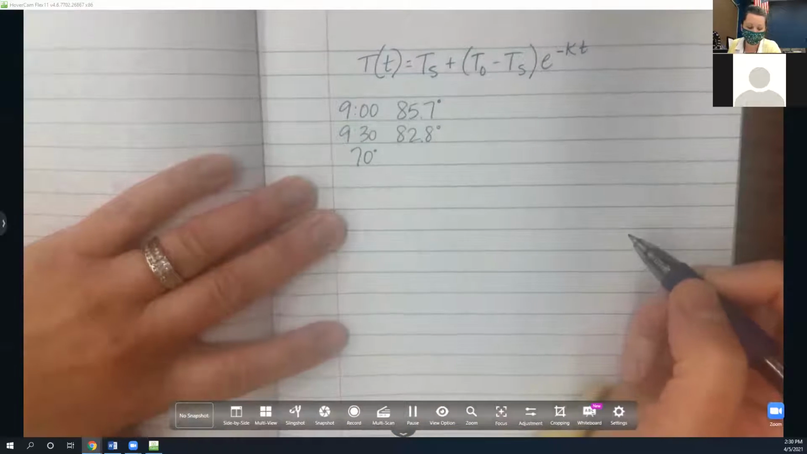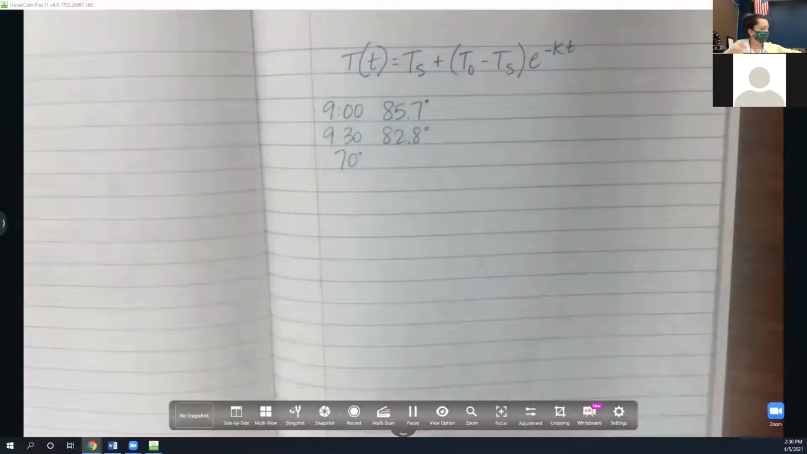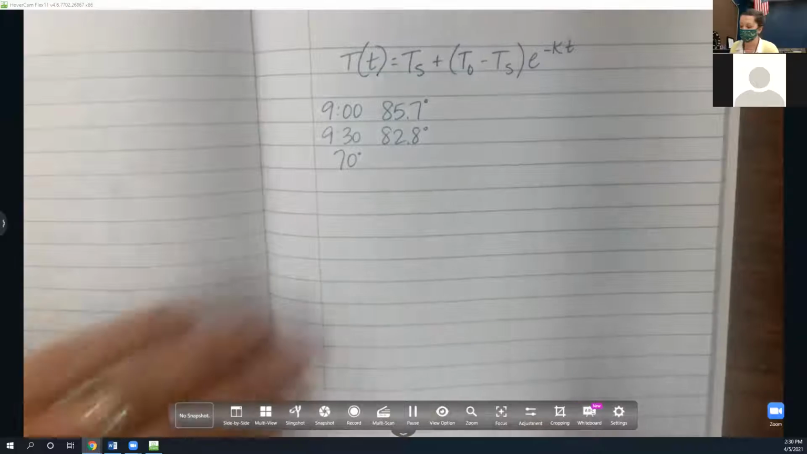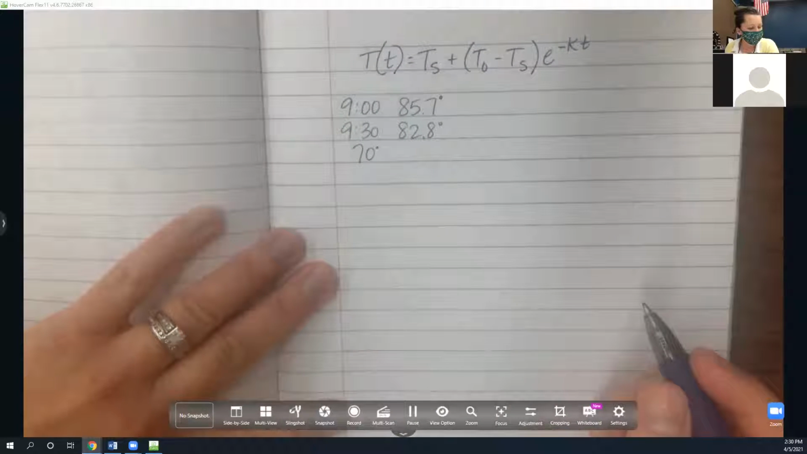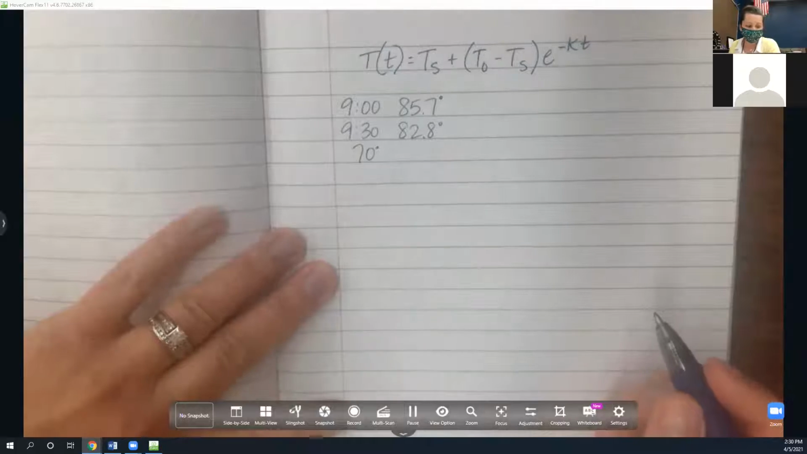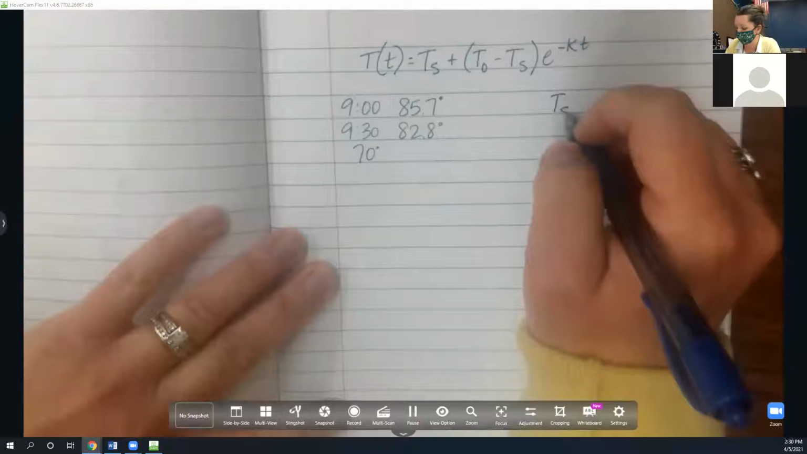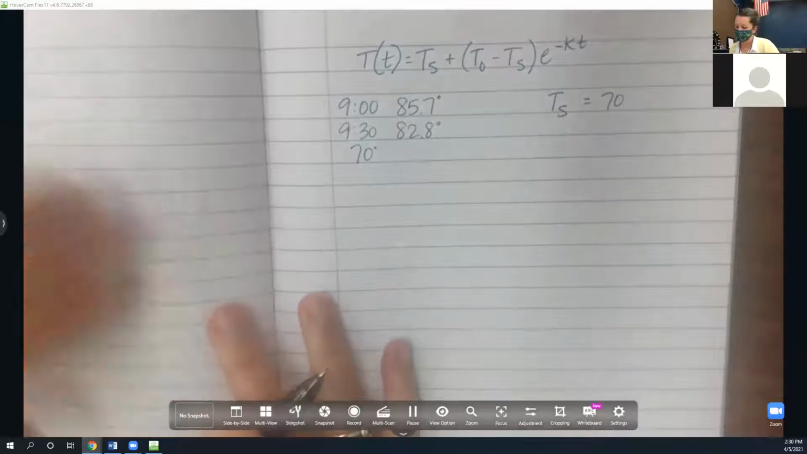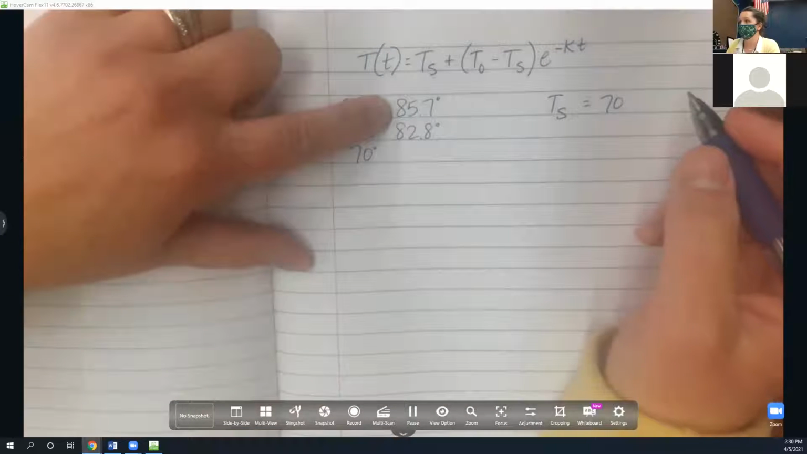Okay, so let's start labeling what we know, right? If you have questions as we go along, please just put them in the chat and I'll answer as we go. So our T of s is that 70 degrees, right? So T of s is 70 degrees. It's our surrounding temperature. And then our initial temperature, we're going to start here, 85.7.